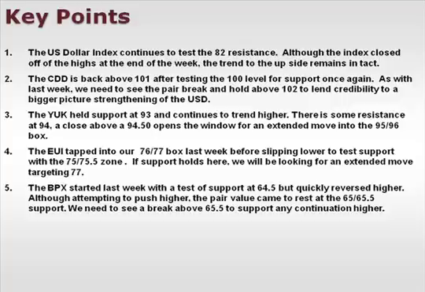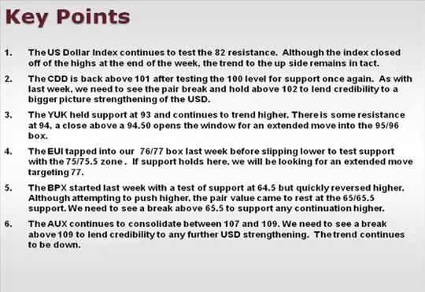BPX started last week with a test of support at 64.5 but quickly reversed higher. Although attempting to push higher, the pair value came to rest at the 65, 65.5 support. We need to see a break above 65.5 to support any continuation higher. The AUX continues to consolidate between 107 and 109. We need to see a break above 109 to lend credibility to any further US dollar strengthening against the Australian dollar. Until then, the trend continues to be down.